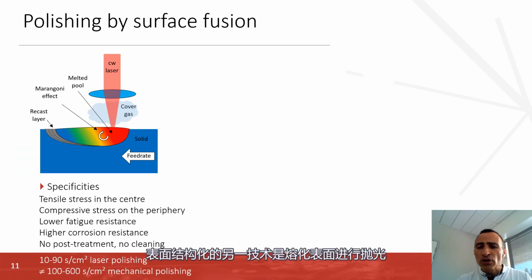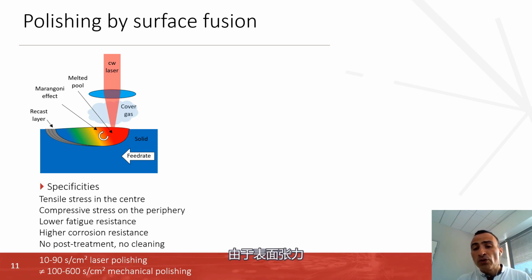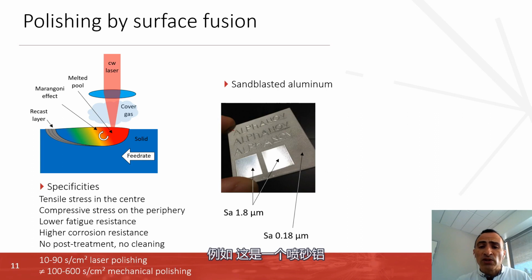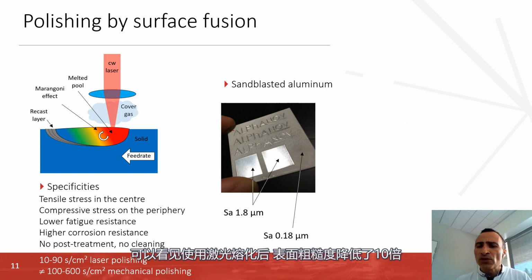Another application, another technique for surface structuration, is to melt the surface in order to polish it. When you melt the surface, due to surface tension, you will significantly reduce the roughness of the surface. For instance, this is sandblasted aluminum. You can see that the roughness of the surface is reduced by a factor of 10.